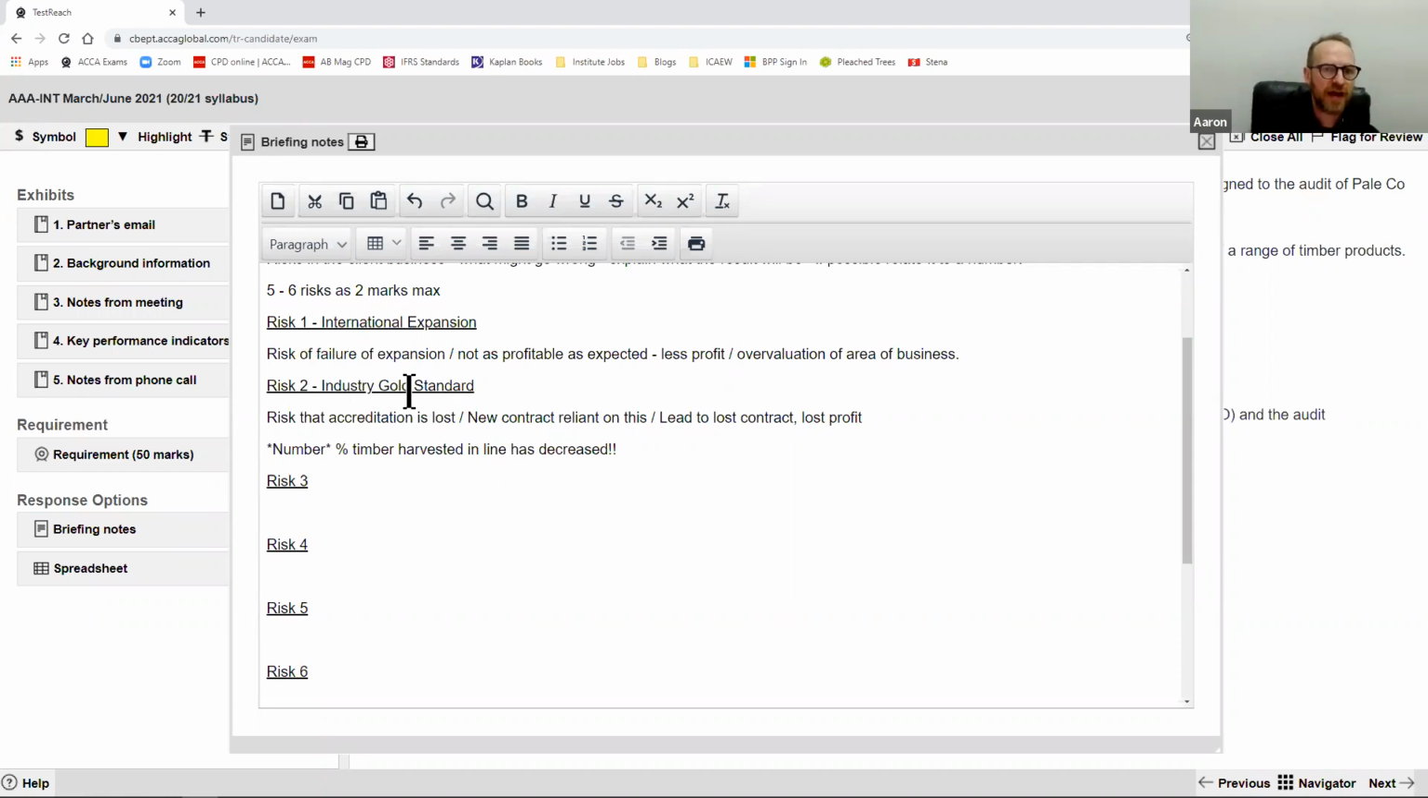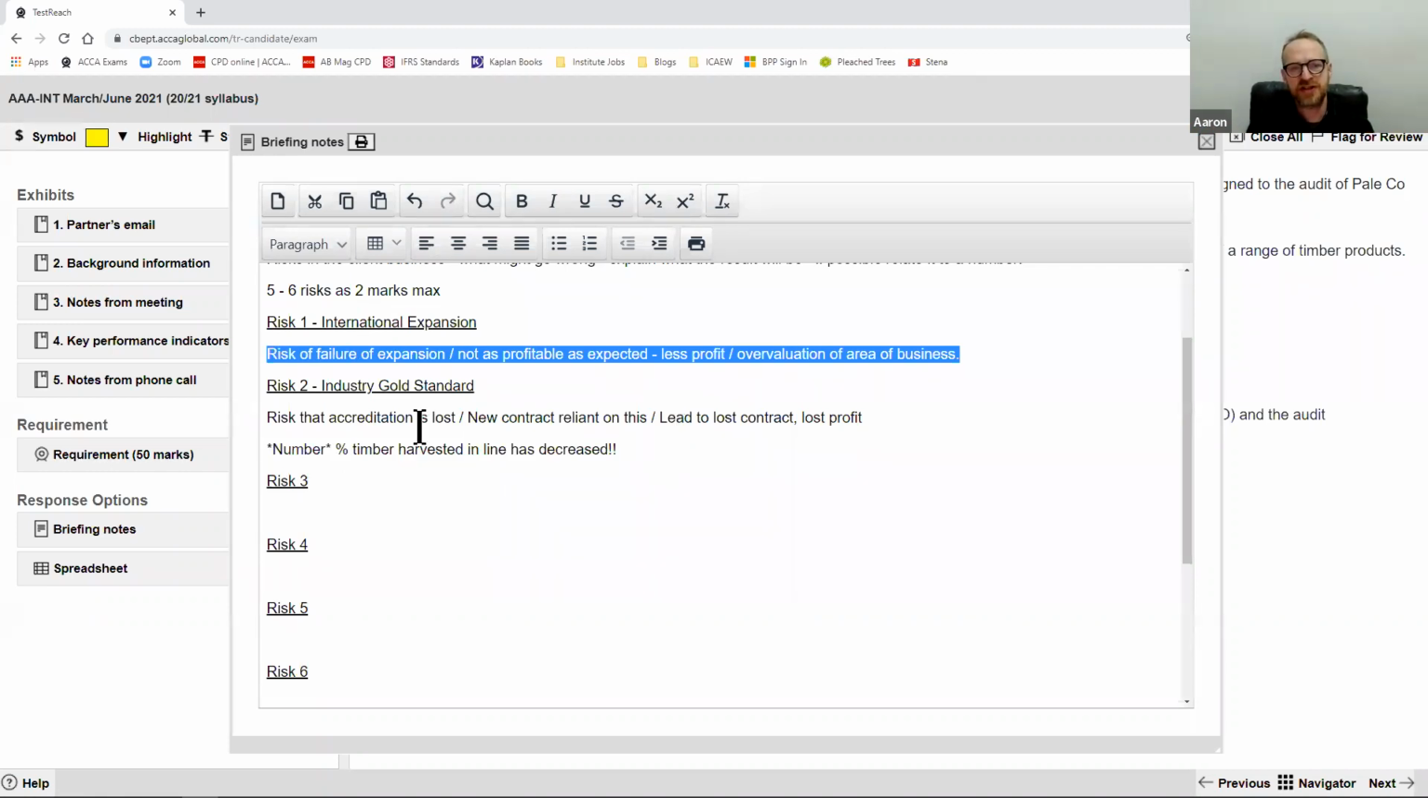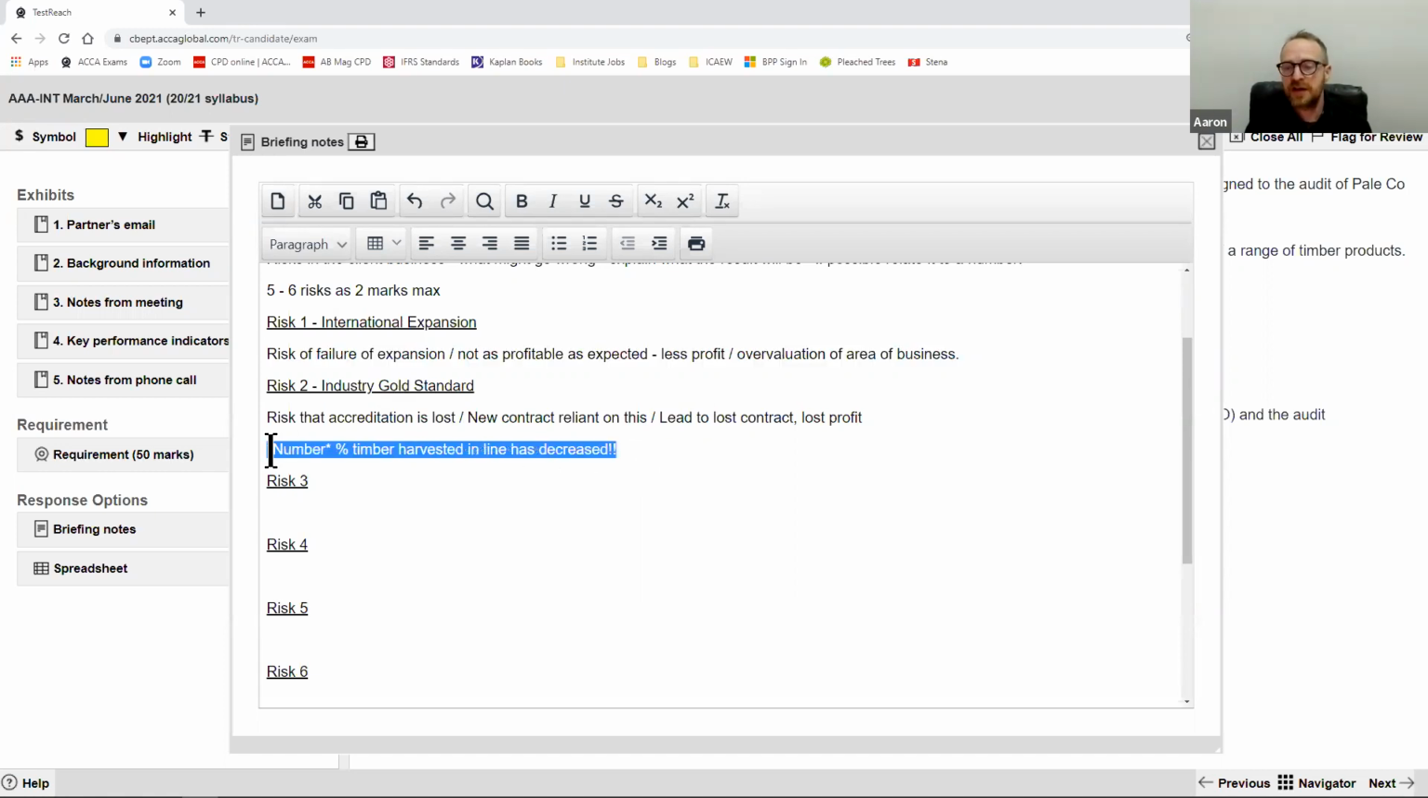So I go here and I go, right, okay, risk 2, it's got a number on it and the percentage of timber has decreased. That's really obvious, and that's going to be really easy to talk about. I think that's far easier than even trying to explain exactly what the results of field international expansion could be. To just say, right, look, they might not get this accreditation, they've got this new contract that's reliant on it. That might lead to them losing the contract, losing profit. And to prove it, I can look at the numbers and say, well, look, the percentage of timber harvested in this way is actually going down. It's an 80% requirement. They're at 85, they're now at 82.